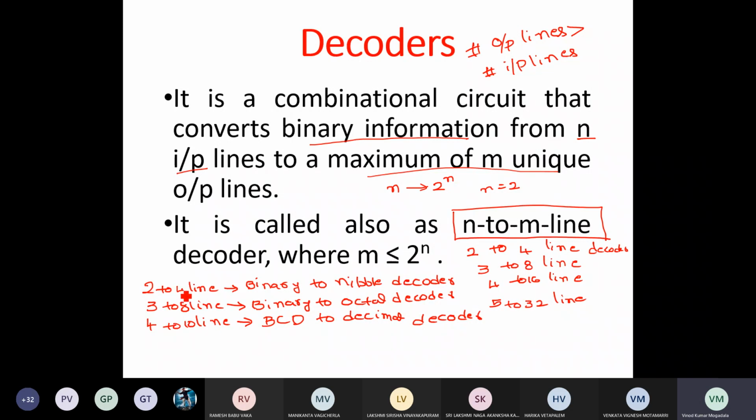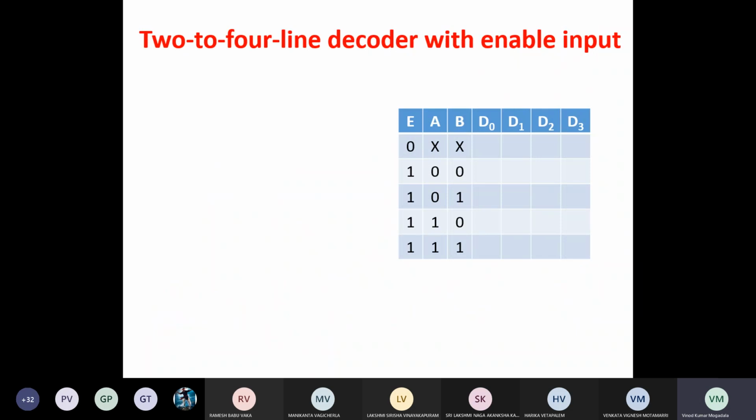So in this way, the input is binary information and the output is a nibble decoder. The input is binary, the output is an octal decoder; it will give the information in the form of octal. The input is BCD, it will give the output in the form of decimal. So these are the purposes where we will use decoders, for decoding the given information. We'll see them one by one.